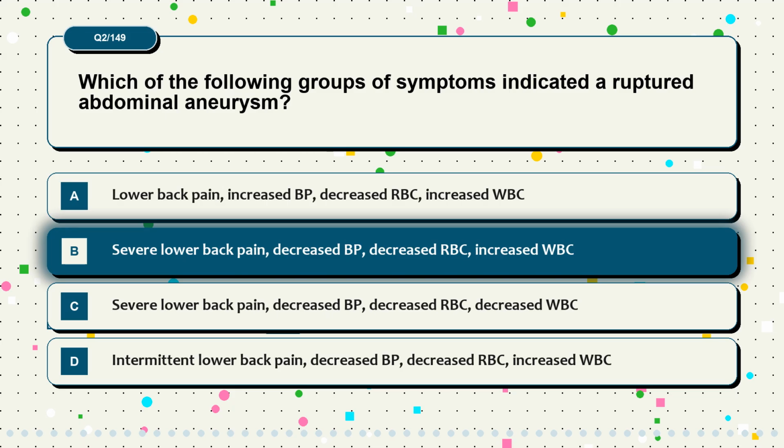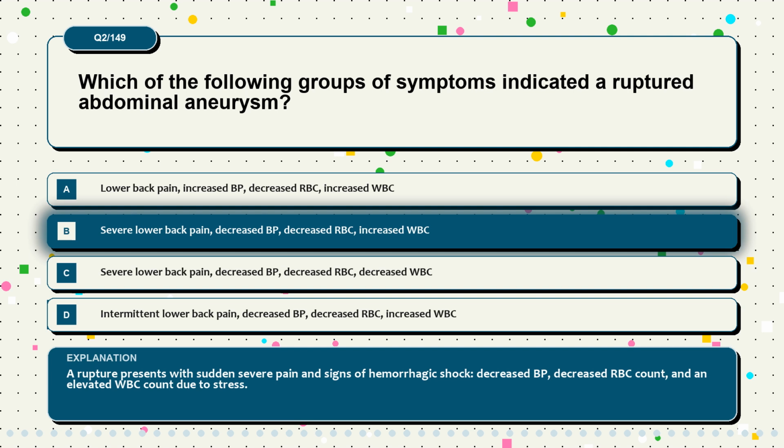The correct answer is option B, severe lower back pain, decreased BP, decreased RBC, increased WBC. A rupture presents with sudden severe pain and signs of hemorrhagic shock, decreased BP, decreased RBC count, and an elevated WBC count due to stress.